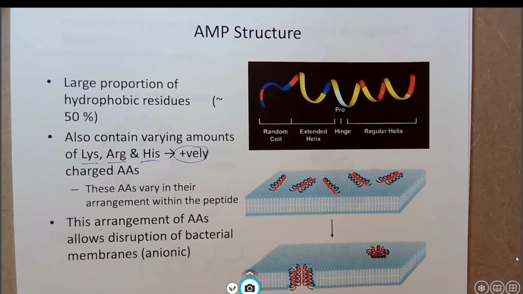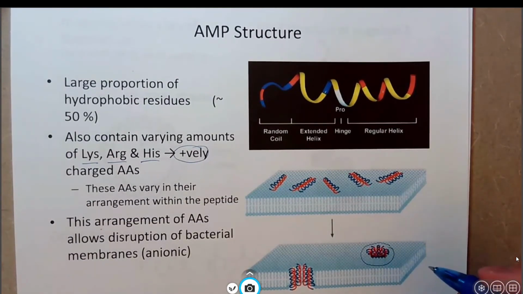Furthermore, the arrangement of these amino acids allows them to puncture bacterial membranes. They add this hydrophobic pocket, which literally, as you can see here, punctures the membrane, and that causes rupture and causes the bacteria to die.